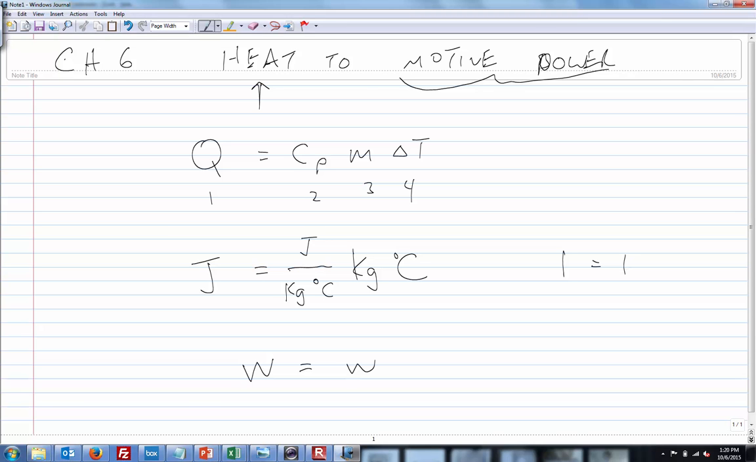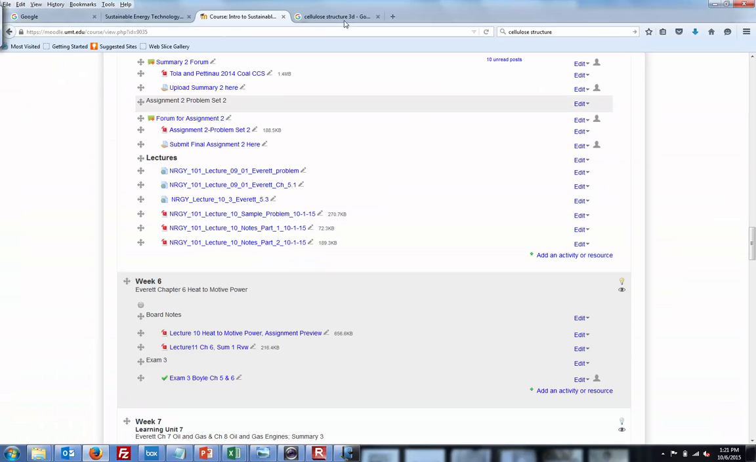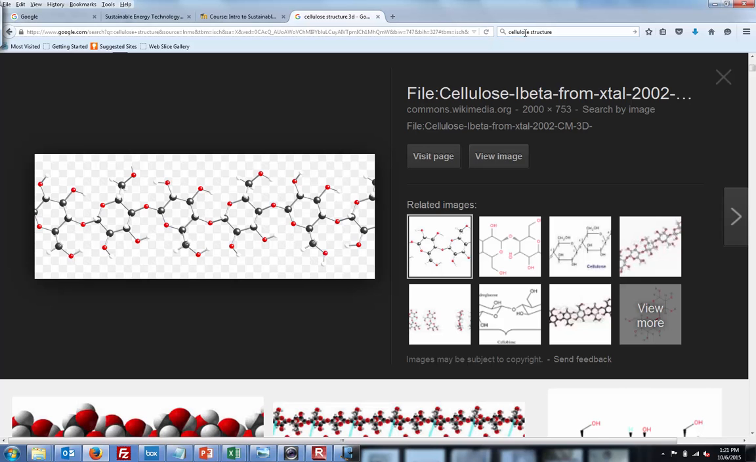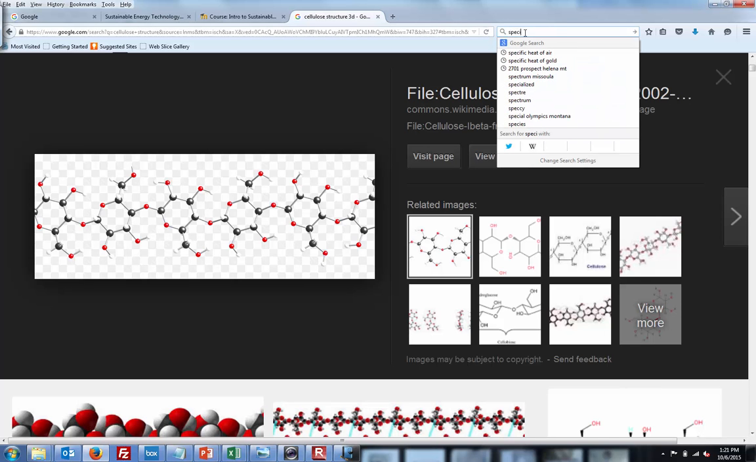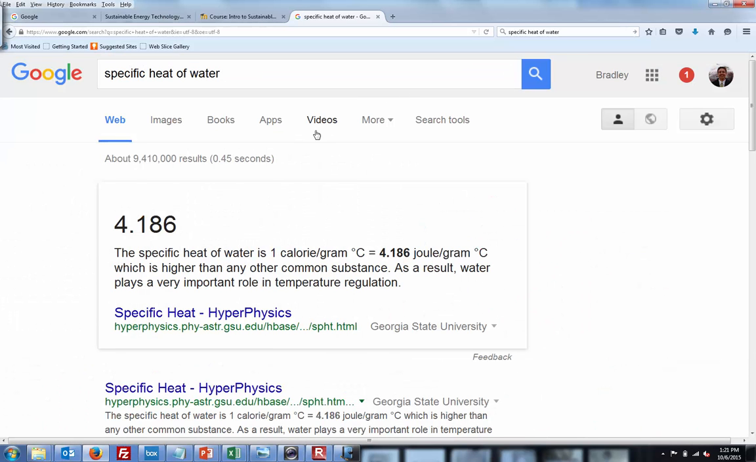So let's just go online and check, and look at the specific heat of water, for example. There it is, 4.186. What are the units? Joules per gram Celsius. Energy per mass degree Kelvin. Okay, so again, I just want to hammer that home.